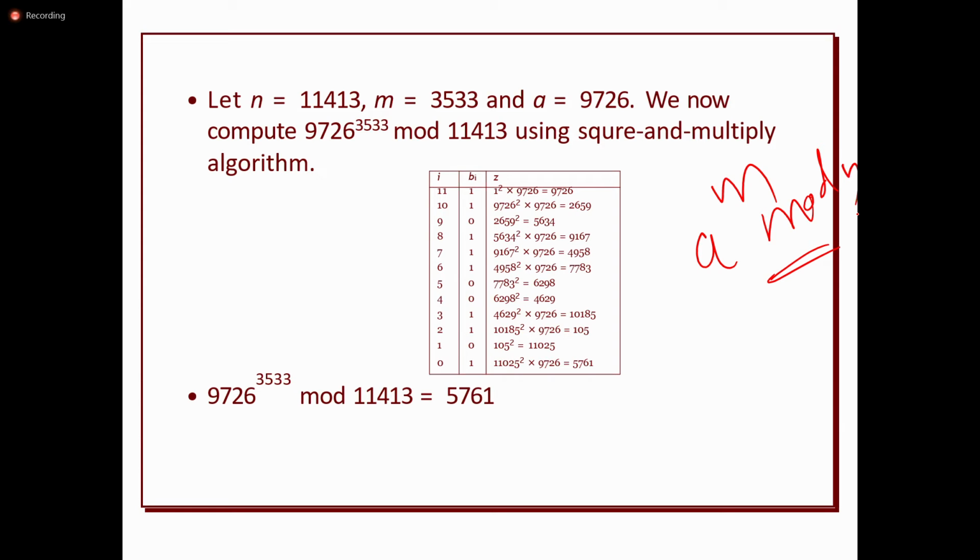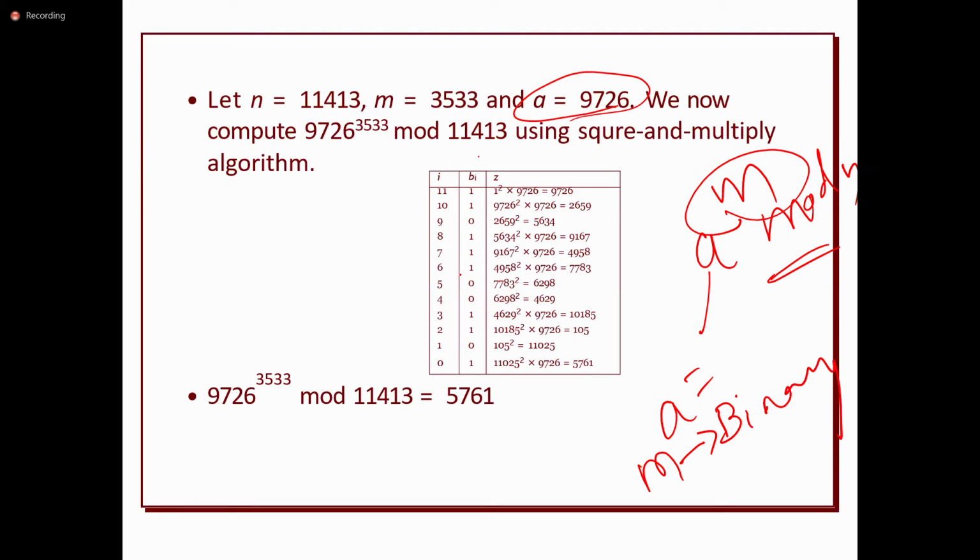So a power m, what is a? A is equal to 9,726, m is 3,533, and n is 11,413. How the square and multiply will be applied is, first step, represent m with its binary value. So this is the binary value of m: 110111101101101.